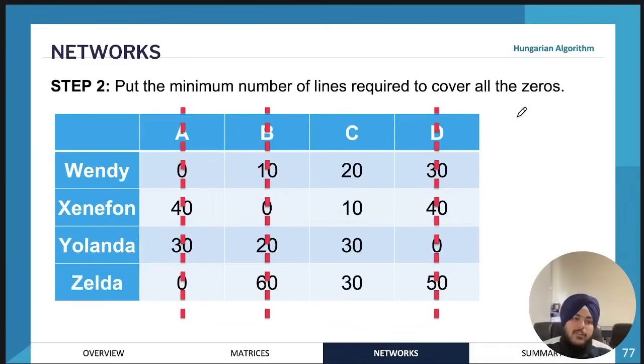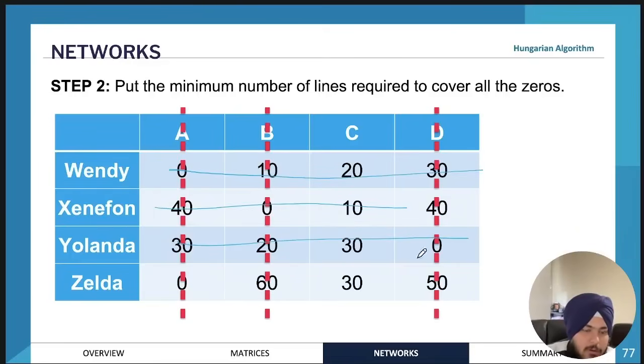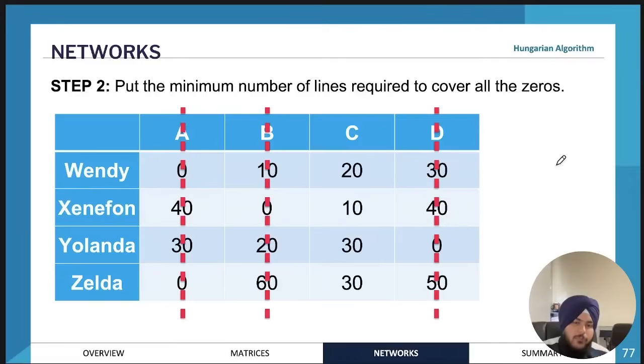So the next step, step 2, is to put the minimum number of lines required to cover all the zeros. We can draw the lines in various different ways, but you have to draw the minimum number of lines to cover all the zeros. So for example, instead of these lines, what if we draw it like this? 0, 0, 0, and 0. This won't be the minimum number of lines because we can actually cover 2 zeros by drawing just one line. So therefore, you have to find the minimum number of lines.